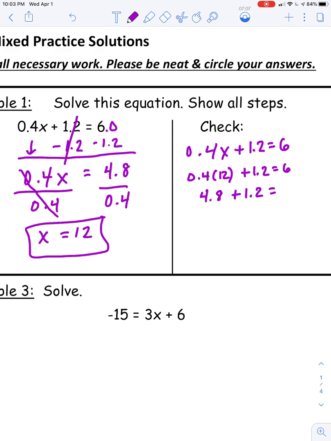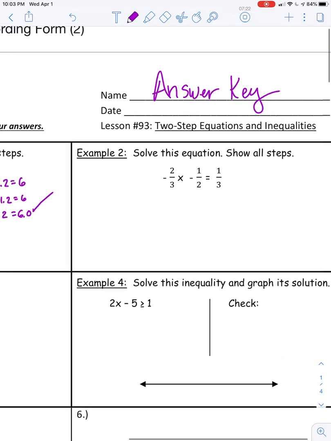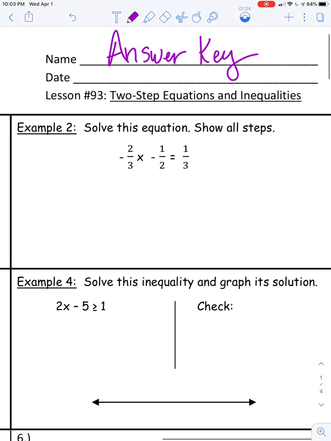Okay, so if you multiply 12 times 0.4, you're going to get 4.8, plus 1.2. And does that equal 6? Let's see. 2 plus 8 is 10. Carry the 1, 4, 5, 6. And our decimal point would be right there. So yes, that actually does check out. So x equals 12 is the correct answer there. Let's move on over to example 2.